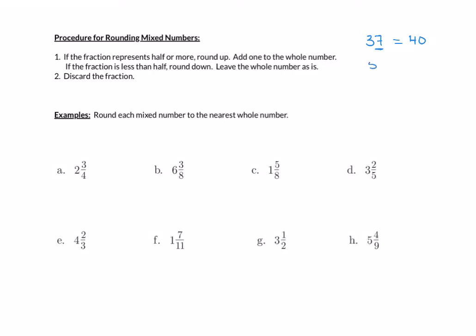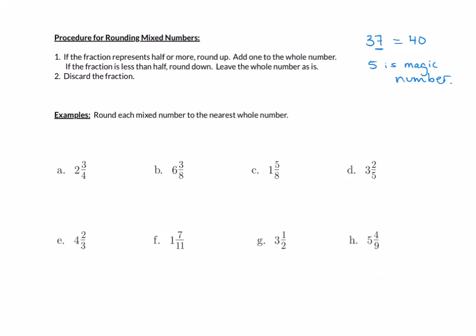So 5 is the magic number. And so what is special about 5? Well, 5 is the halfway point. And so basically, if it's half or more, then we round up, and if it's less than half, we round down. We're going to apply that to fractions.